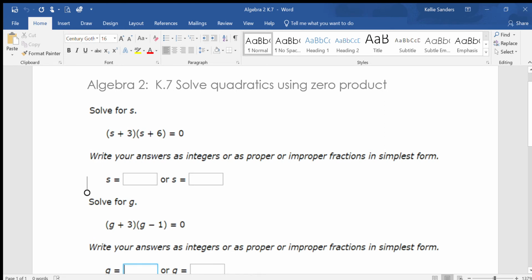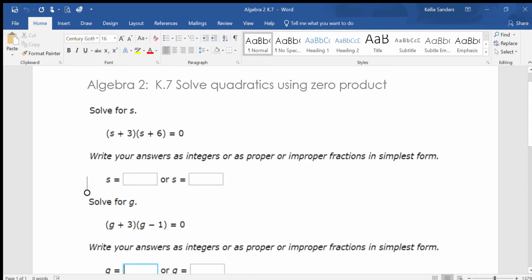Super easy lesson, K7, solve quadratics using the zero product. Now this is an easy lesson, but I strongly suggest that you still take notes, because by the time the test comes around, and I promise you it happens every year, and I tell them this every year, if you don't keep your notes, you're going to forget what's happening, and then you're going to miss these easy questions. So just write this down on your notes and keep it with you. Don't miss these points, because that would just be kind of ridiculous.